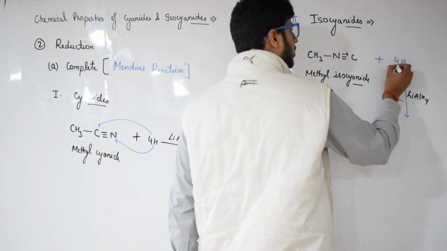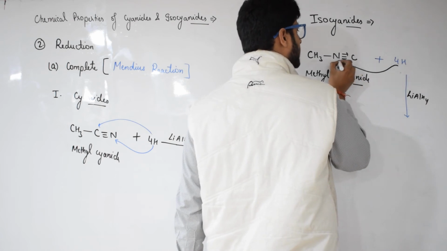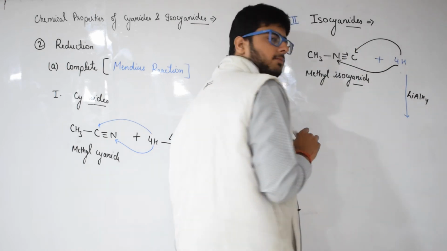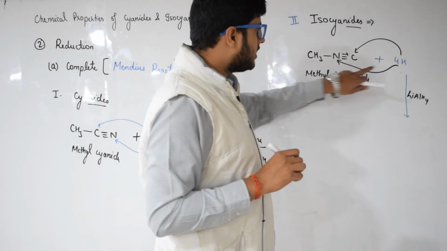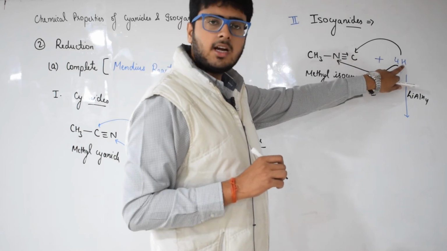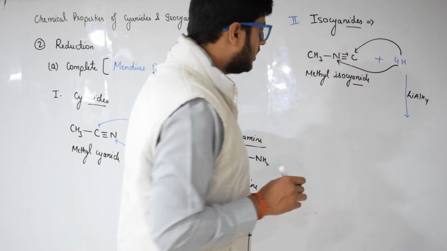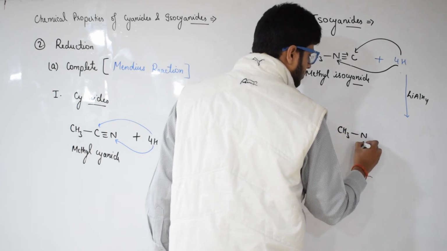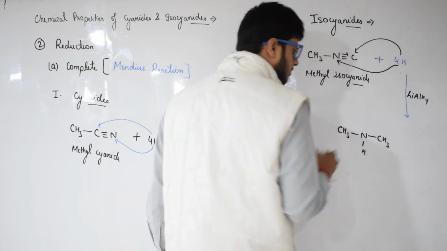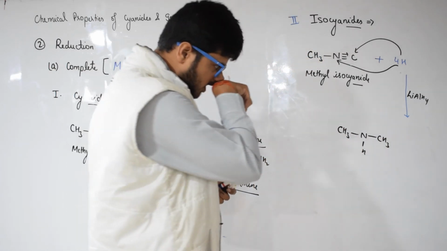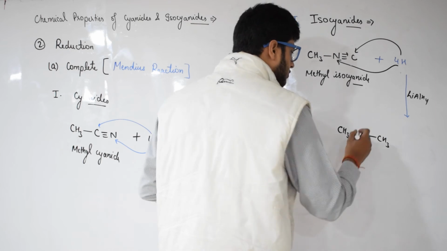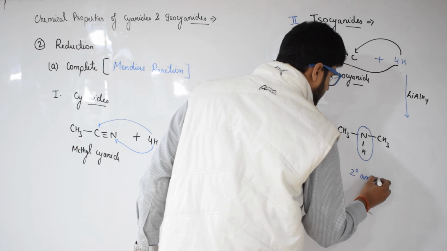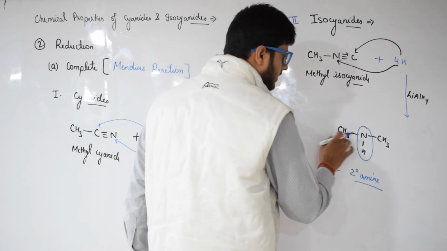So, what happens? Of these hydrogen atoms, 1 hydrogen atom is attached to this nitrogen atom and 3 hydrogen atoms are attached to this carbon atom, leading to the formation of CH3NHCH3. A structure like this is obtained. Since we have an NH group over here, it is a secondary amine. And it is known as dimethylamine.